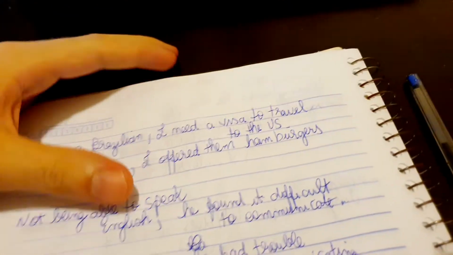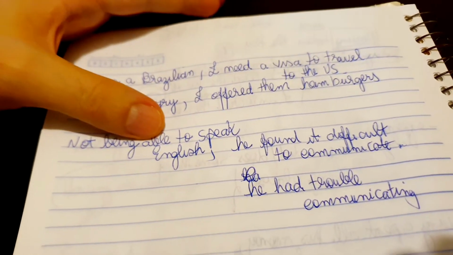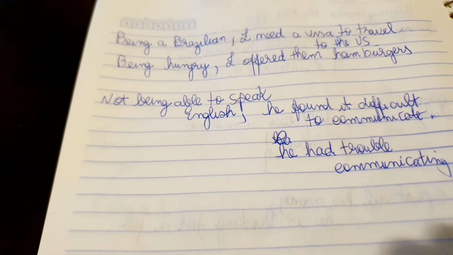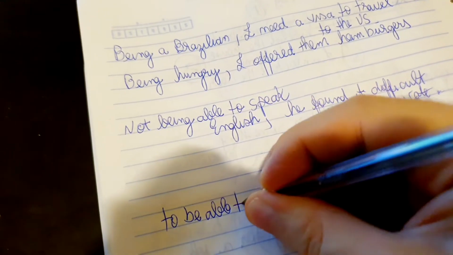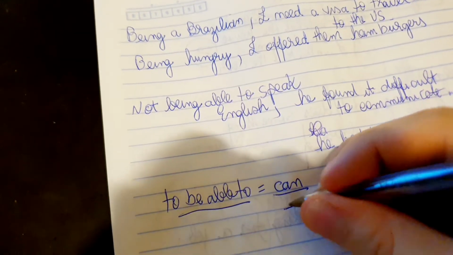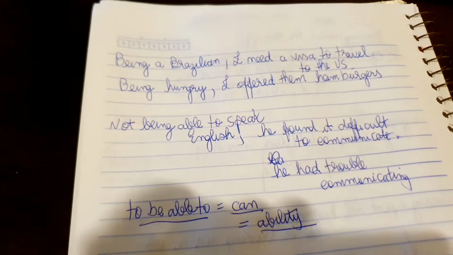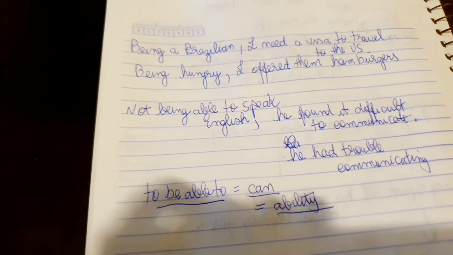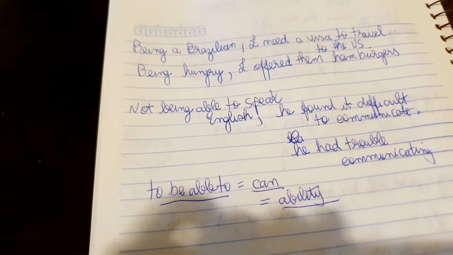Not being able to speak English. What does it mean? It means that this person can't speak English. We have already studied this verb tense, to be able to. To be able to means can. It expresses an ability to do something. I am able to speak English, but I'm not able to speak Japanese, right? I know nothing of Japanese.